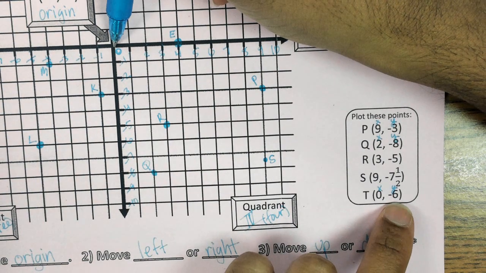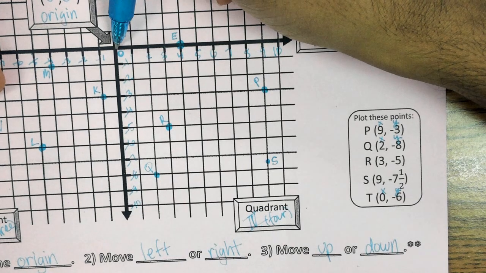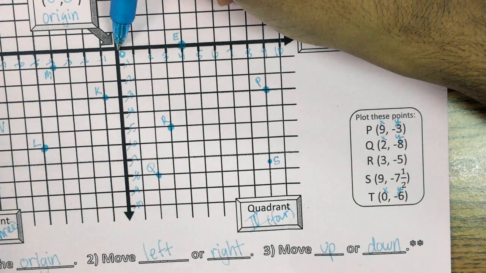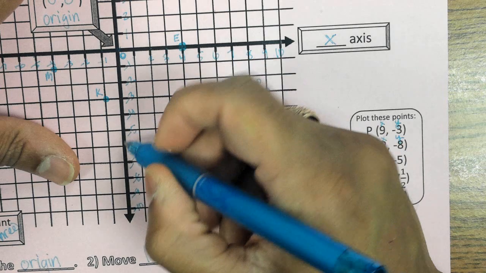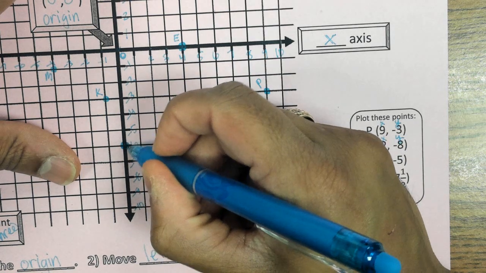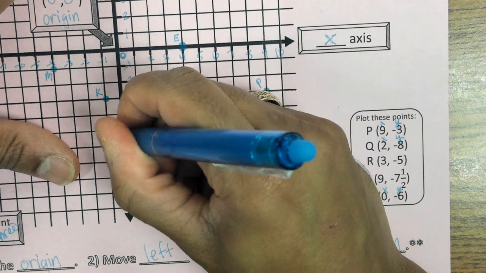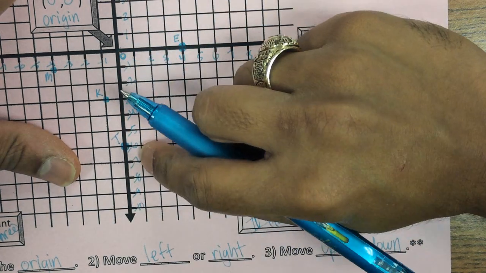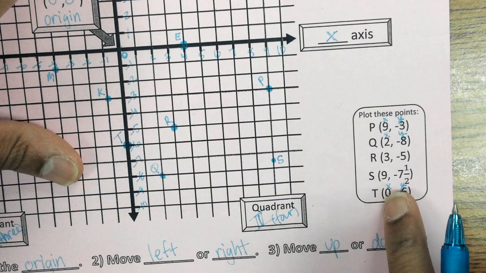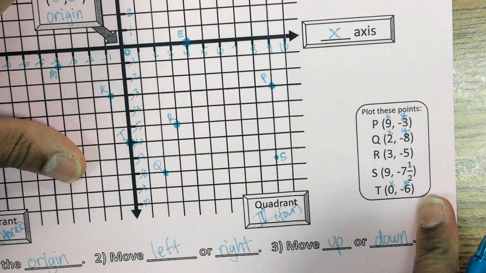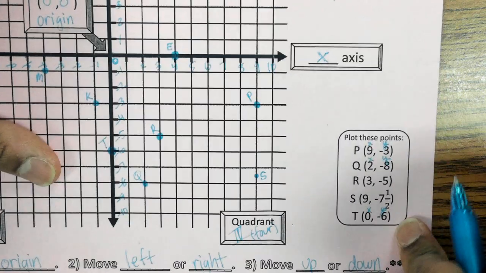But then it says my y value is at negative 6. Step 3 says to move up or down. So I'm going to move down to negative 6. And notice where my point is. My point is on my y-axis. So if my point lands on my y-axis, that means the x value is 0 and the y value is a number. In this case, it's negative 6.